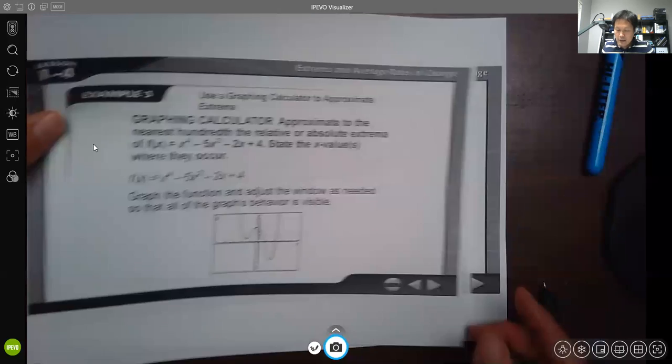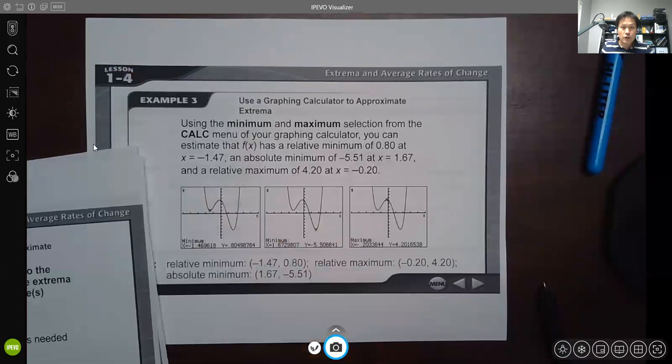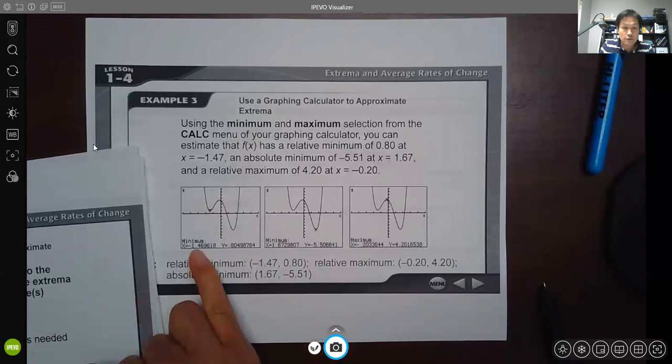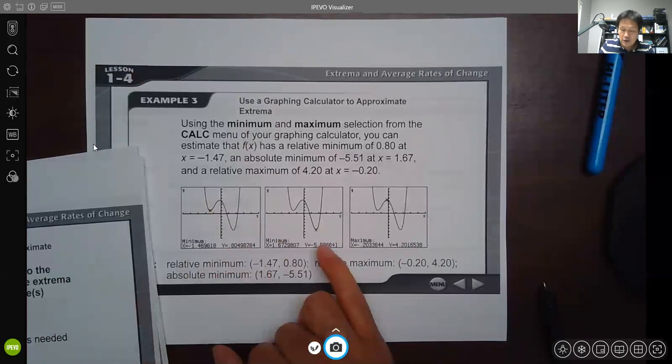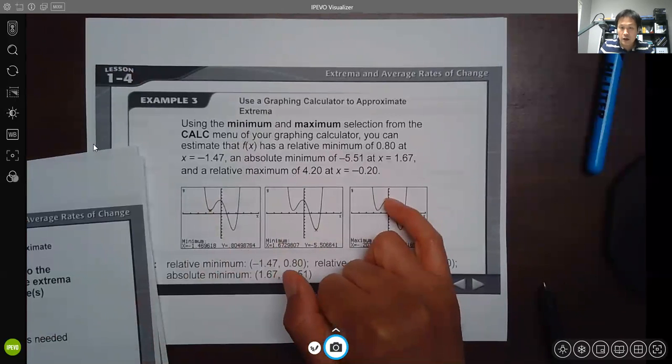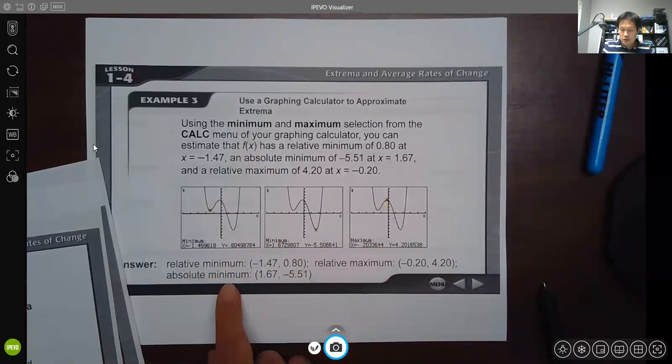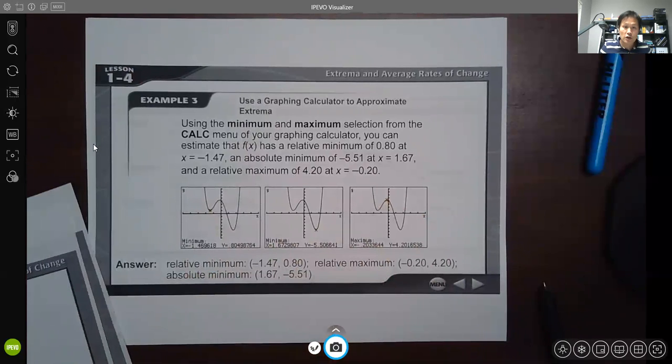So once you do that, you can set up. Find the minimum there. They will give you x value, y value. Find the y maximum value. They will give you x value, y value. So minimum, maximum using calculator.